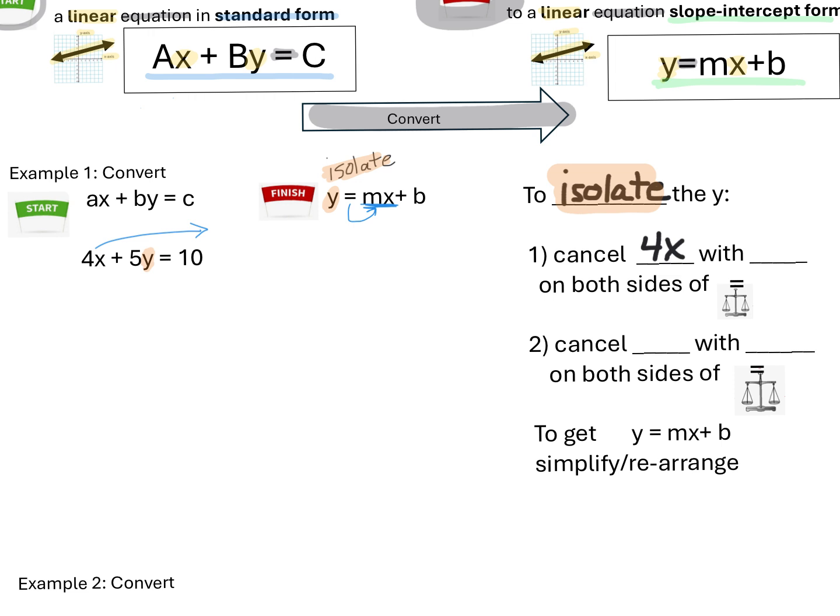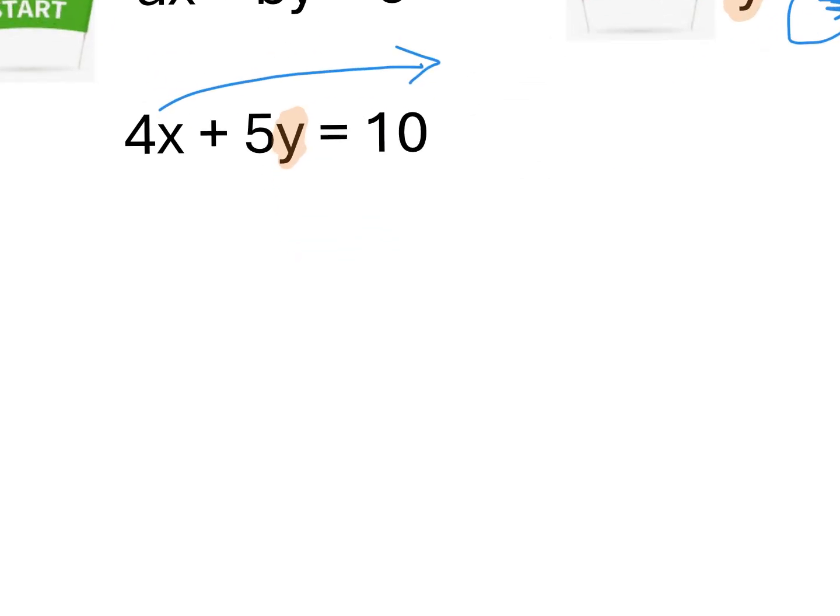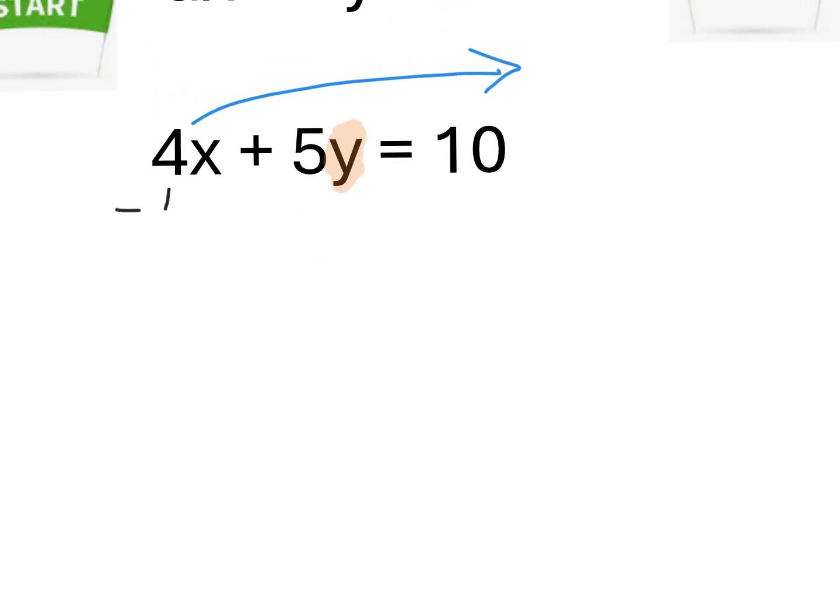And how do I cancel out a 4x? I use the inverse. And the inverse of a 4x is a minus 4x. And keep in mind that what you do to an equation, you have to do on both sides. So now that we know what step 1 is going to be, I'm going to zoom in here and do step 1. I'm going to take away that 4x from the left-hand side. And because I have to do it on the other side as well, I'm going to put it over here.